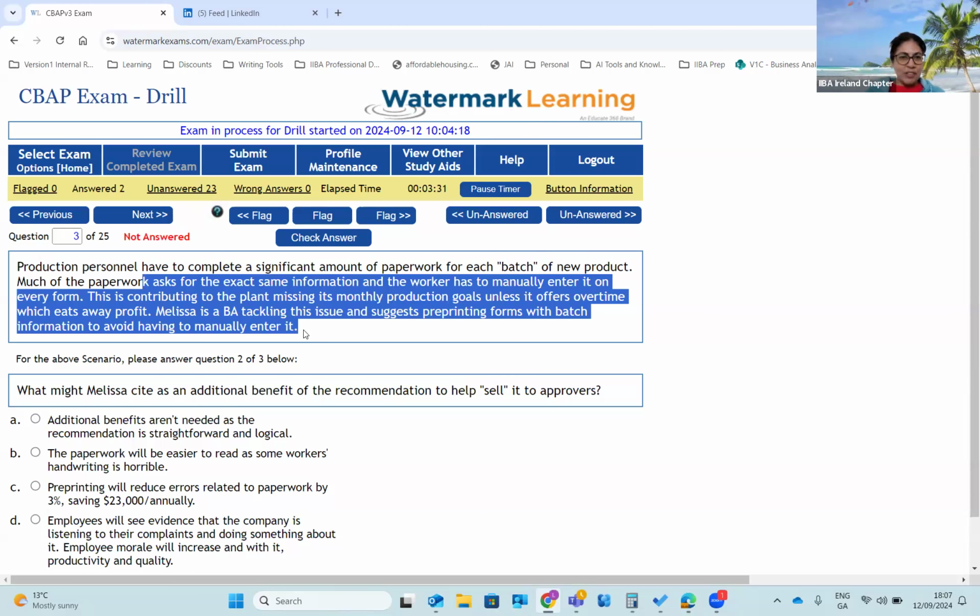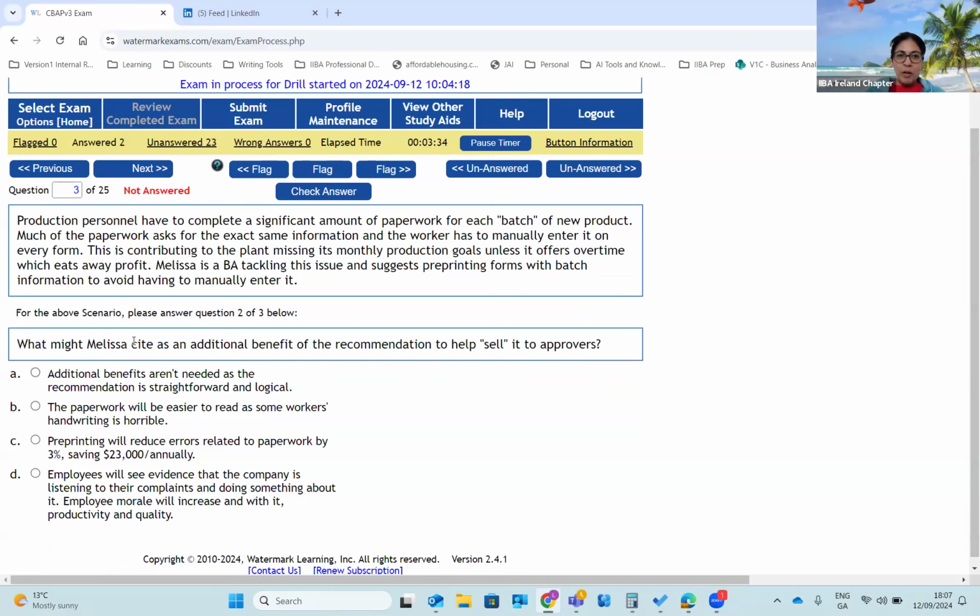Okay, we have the same situation. And the second question is, what might Melissa cite as an additional benefit of the recommendation to help sell it to approvers? Additional benefits aren't needed as the recommendation is straightforward and logical. The paperwork will be easier to read as some workers' handwriting is horrible. Pre-printing will reduce errors related to paperwork by 3%, saving $23,000 annually. Employees will see evidence that the company is listening to their complaints and doing something about it. Employee morale will increase and with it productivity and quality.